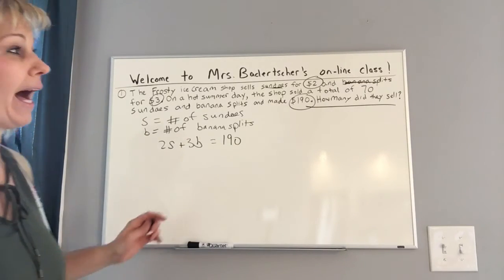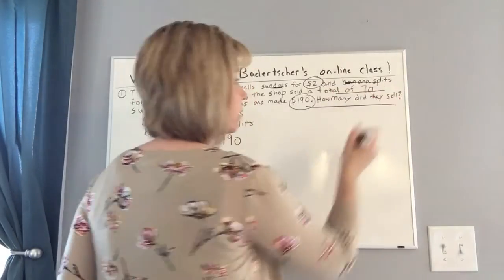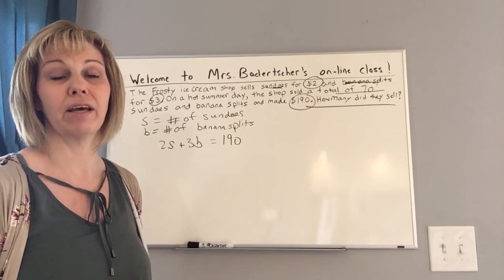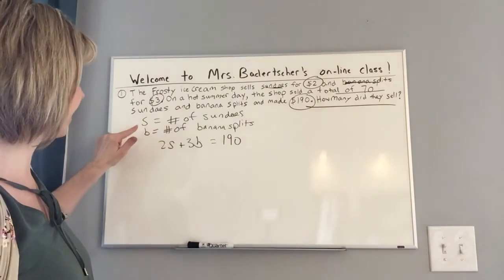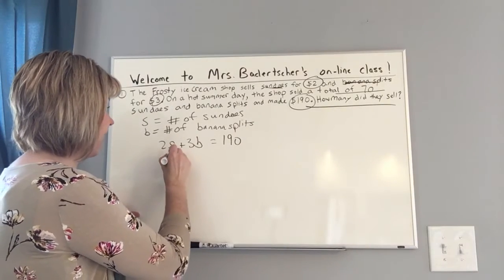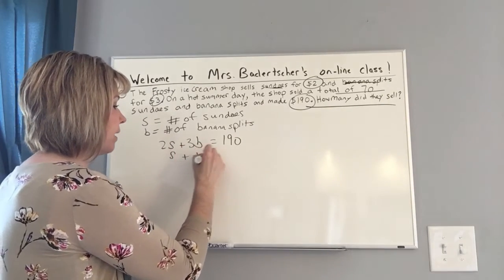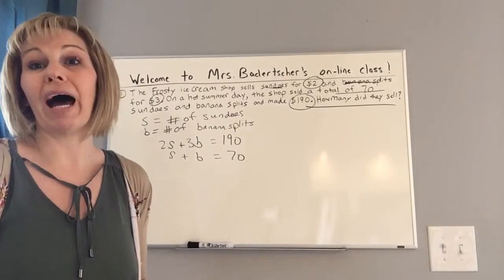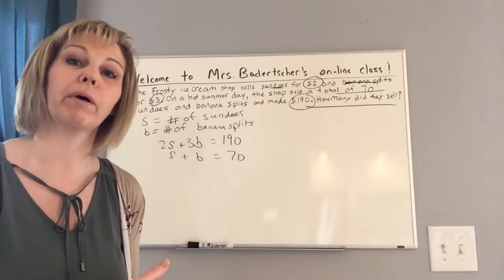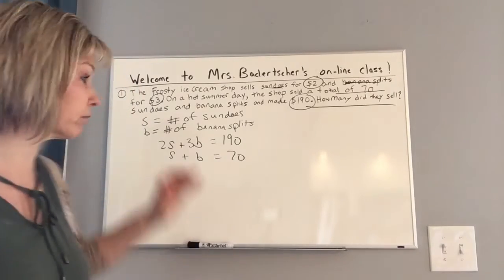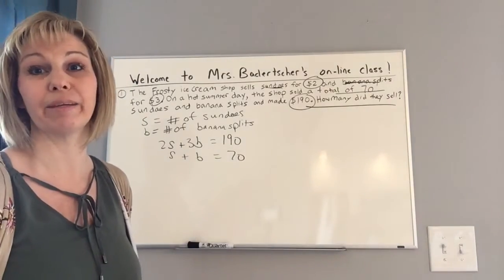And then if you look back, you can see they sold a total of 70 banana splits and sundaes. So we know that sundaes and banana splits together is 70. So we can say S plus B equals 70. And so I would use elimination. Next week we'll look at word problems where we'd use substitution. But for this, if they're lined up in standard form, I like elimination.